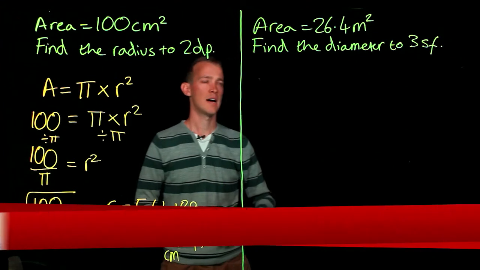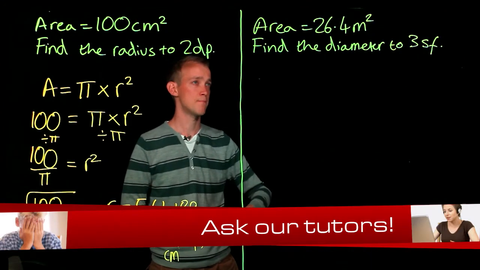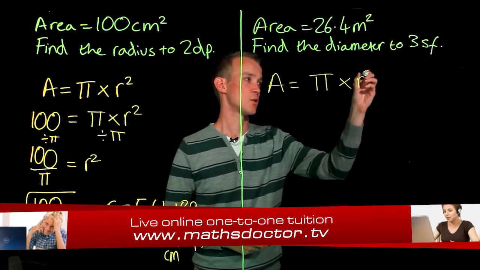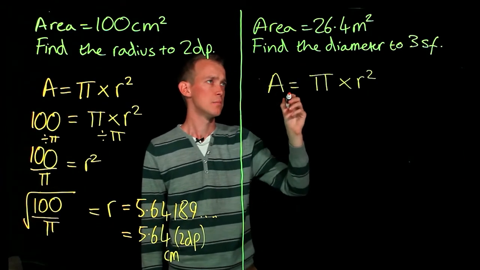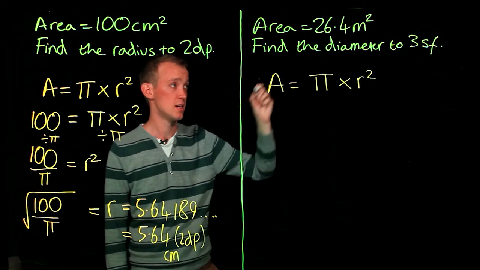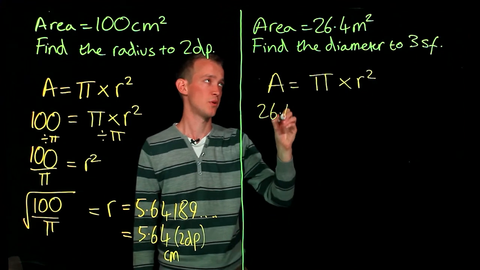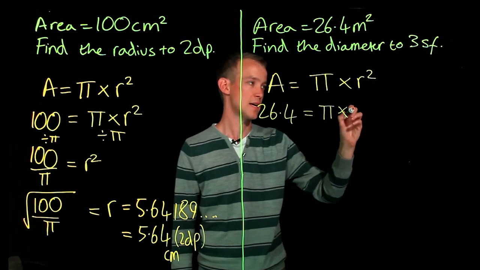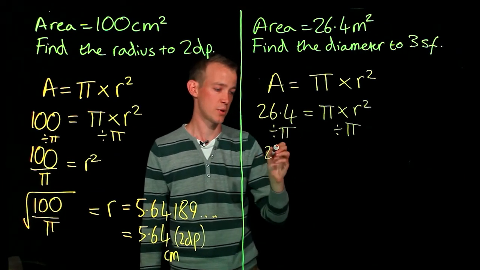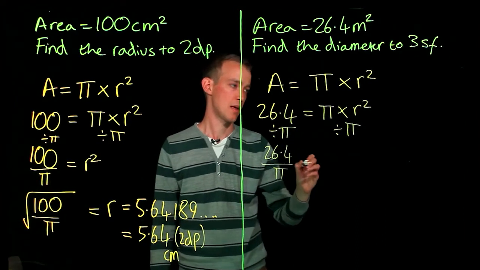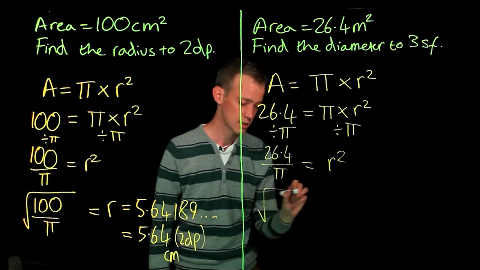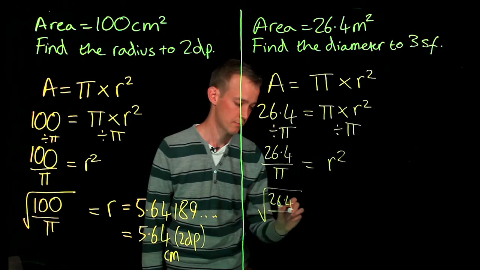Okay, this question here, I have an area of 26.4 metres squared. I need to find the diameter. My area is equal to pi multiplied by the radius squared. Because I need to find the diameter, I probably should find the radius first, and then I can double my radius to find my diameter. So 26.4 equals pi times the radius squared. Again, I'm going to be dividing both sides by pi. So on this side, I've got 26.4 over pi. And on this side, I'm left with r squared. I'm then going to square root both sides, so that on the right-hand side, I just have the radius.